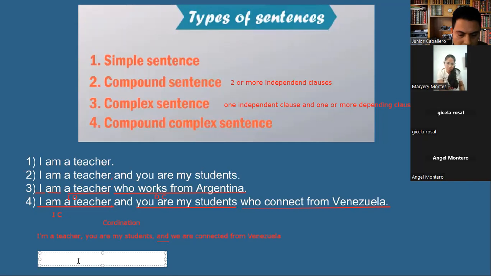Recuerden que para una complex necesitamos una dependiente y una independiente. O sea, podemos iniciar con la independiente, la que puede ir sola. Luego le anexamos la que depende de la primera para tener sentido. Ahí tenemos esas características en esa oración para poder convertirla en esta que estoy pidiendo.